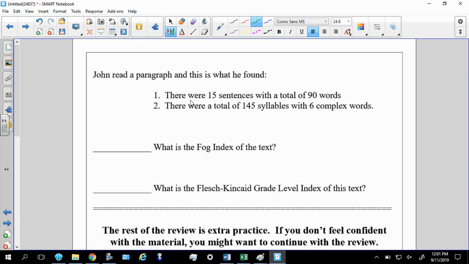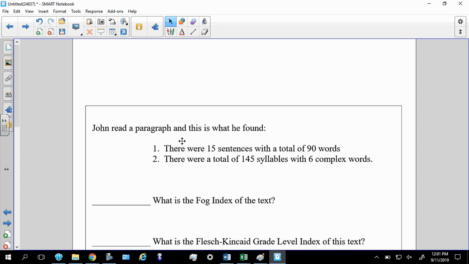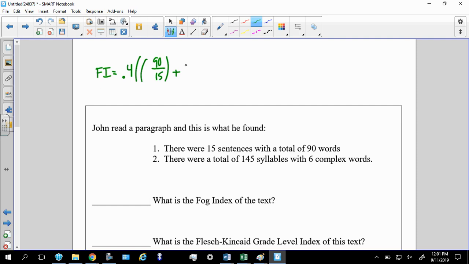John read a paragraph, and this is what he found. All right, so let's go ahead and knock this out. Now the formulas I will give you, I'm not giving them to you right now. So the fog index starts off with 0.4. I'm going to double parenthesis. If you double parenthesis, you can actually type this into your calculator all at once. The number of words ends up being 90 over the number of sentences, which is 15, close parenthesis plus 100, open parenthesis, let's see, what else?